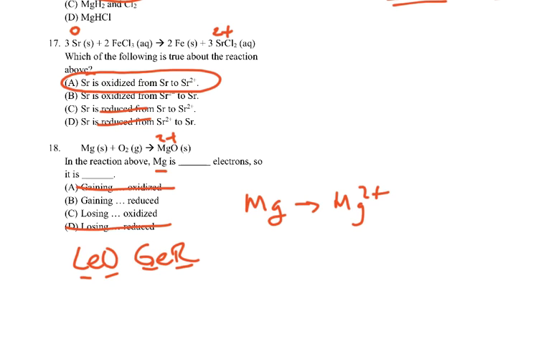Okay, which side is more positive? This side is more positive, so we put electrons in. So since the electrons are over here, we're saying it's losing electrons, and the magnesium is getting oxidized. That's answer C.